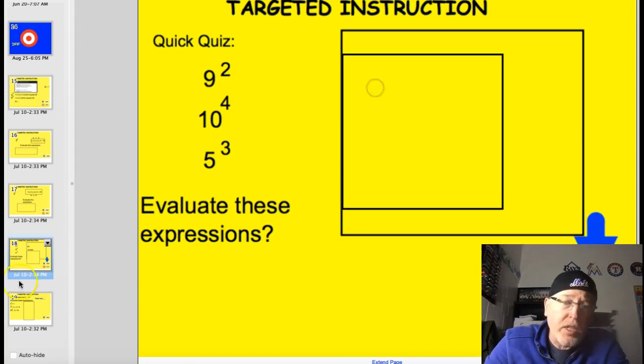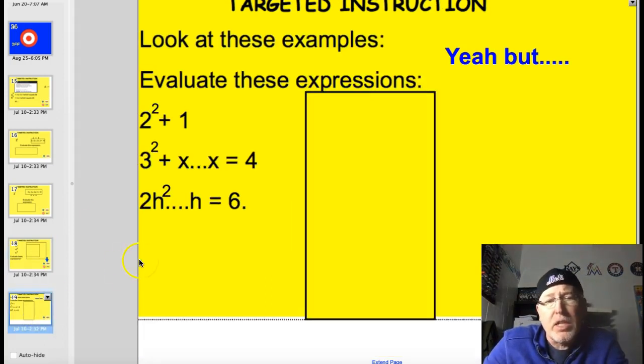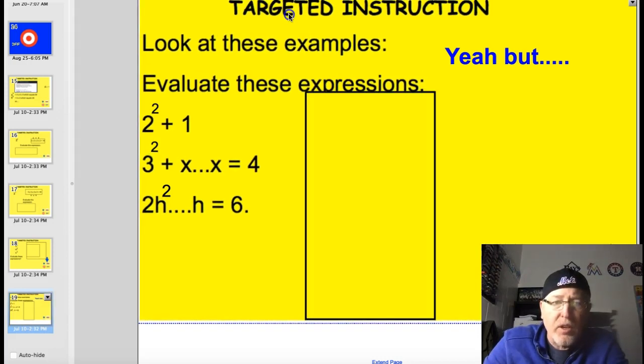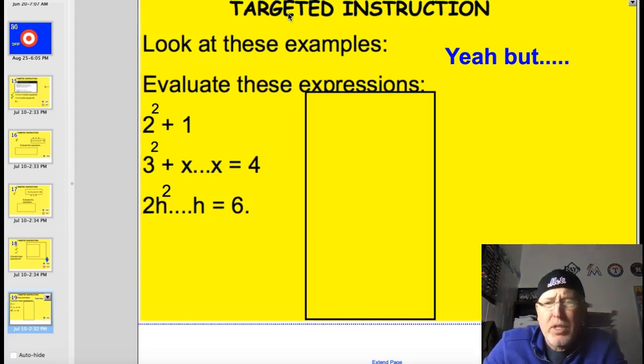All right, ready for the ticket to the show? Oh, there's a yeah, but. There's always a yeah, but, and this is actually your first yeah, but of the year. Yeah, buts are things like you think you've got things figured out and all of a sudden they throw something at you and you're like, yeah, but what do you do when you have these situations? So I just call them yeah, buts.